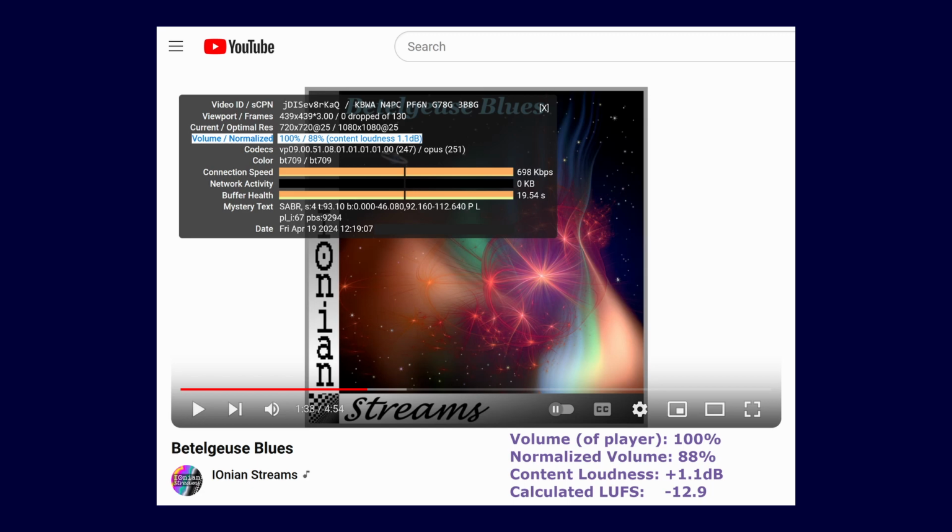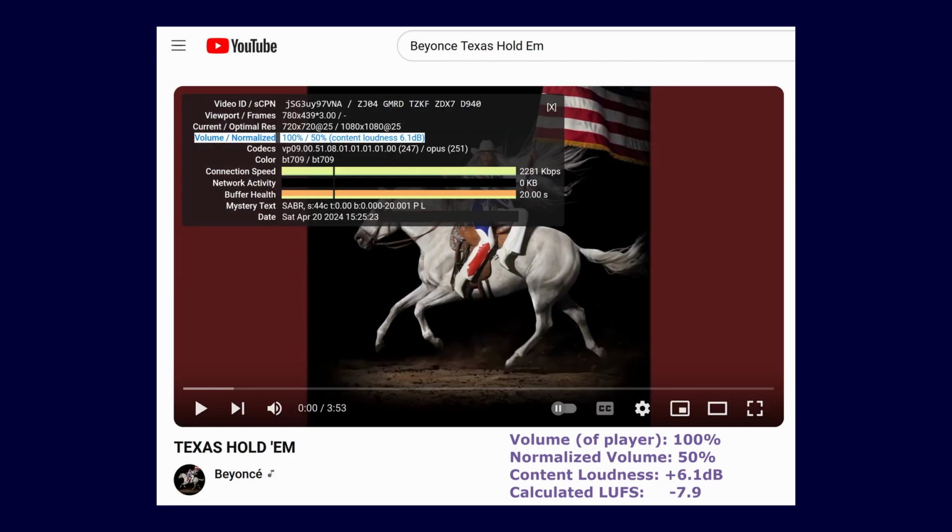What about another song? At the time of this writing, Beyoncé's Cowboy Carter album is hot off the mastering console.